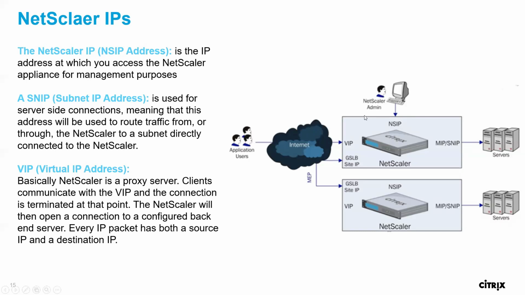Right? And the VIP, virtual IP. So when you create a website, for example myportal.cnslab.citrix.com, when users hit that VIP, the request will come to the Netscaler VIP. It will terminate that request. Netscaler will take that request and forward it to the backend server, which means Netscaler works as a proxy server.